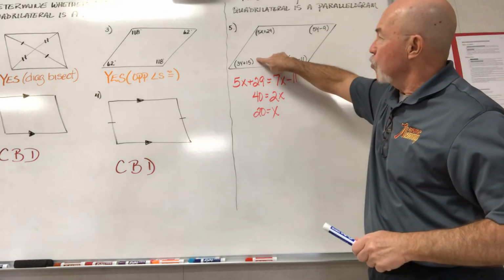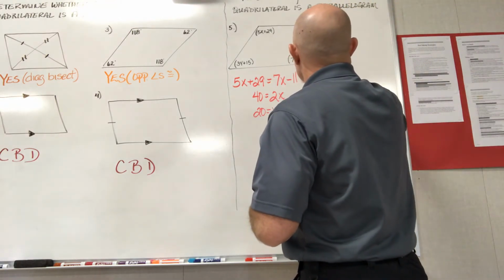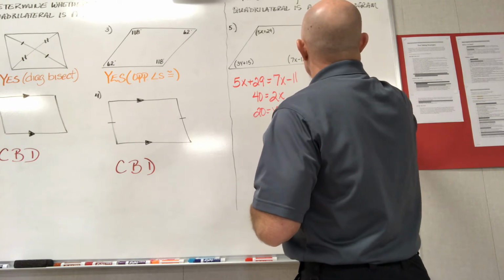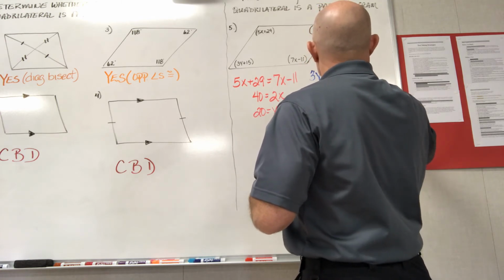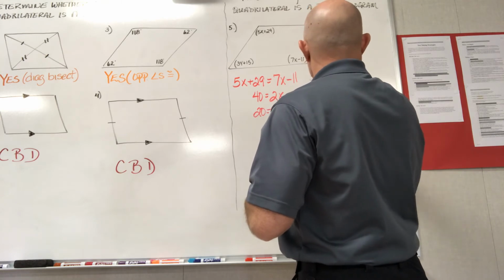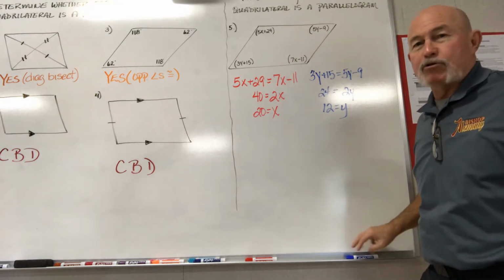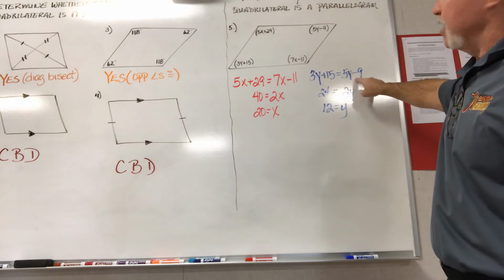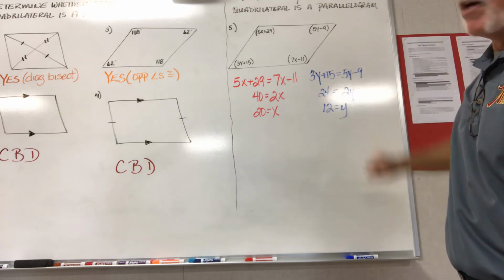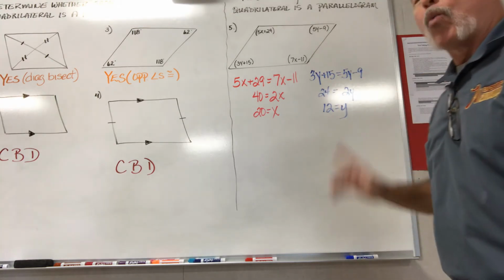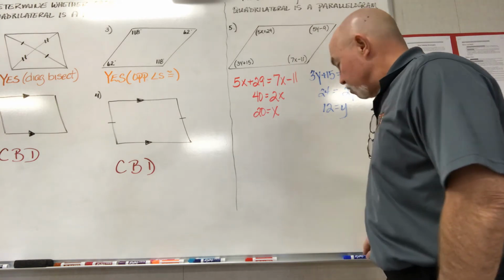Let's find the y's. 3y plus 15, 5y minus 9. And it looks like Mr. Blue Pen is about to disappear on me. So 3y plus 15 equals 5y minus 9. Add 9 to both sides, subtract 3y from both sides, divide by 2. When y equals 12 and x equals 20, that is a parallelogram.